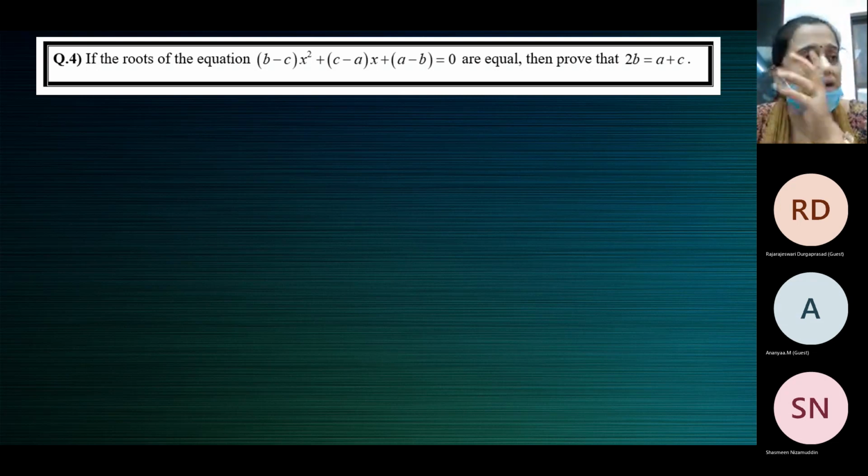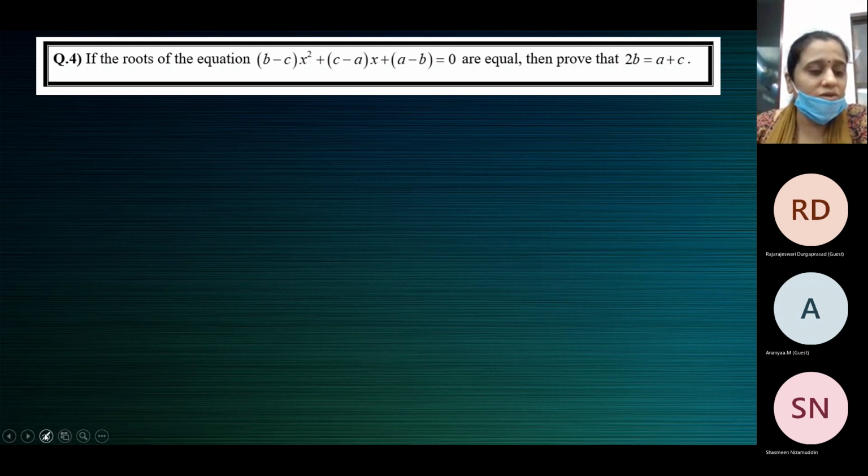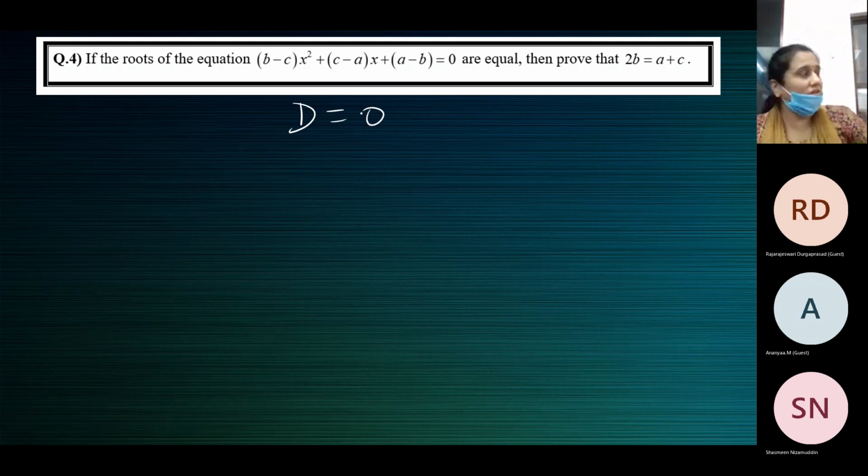That is the equation. The condition is the roots are equal. So you should start with D is equal to 0. You must start like this. D is equal to 0. Why D is equal to 0? Because it's given that the roots are equal.